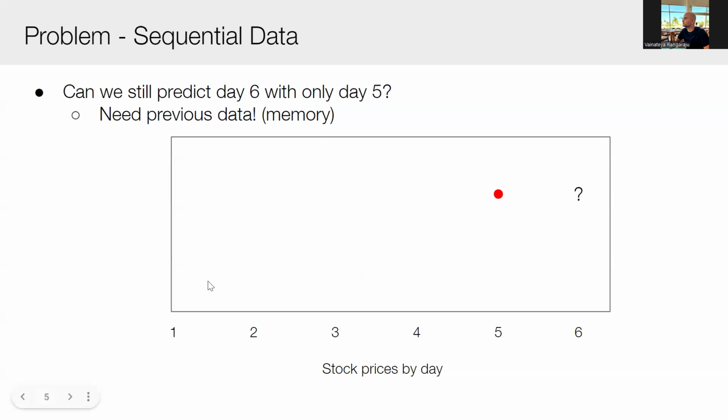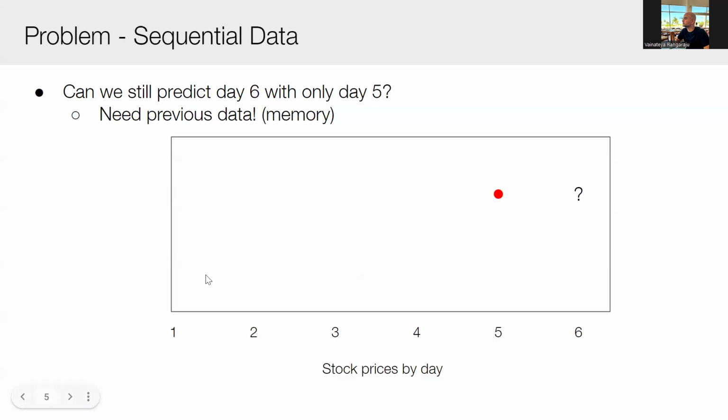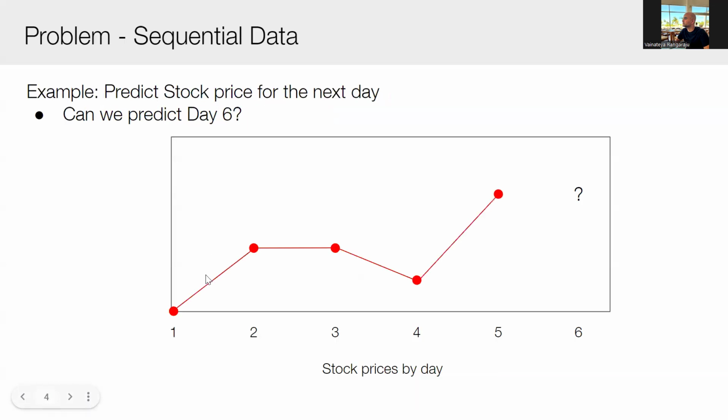In other words, we need to have a memory of what happened before. We need to be able to say, I know what happened on day 1, day 2, day 3, day 4, and day 5, and because of that, I can now predict maybe stocks will go up on day 6, right? If I'm lucky.